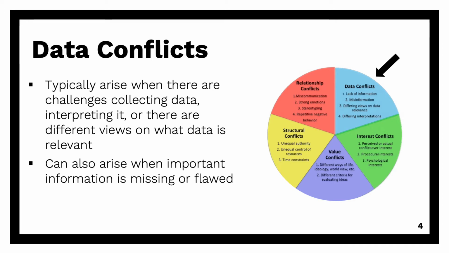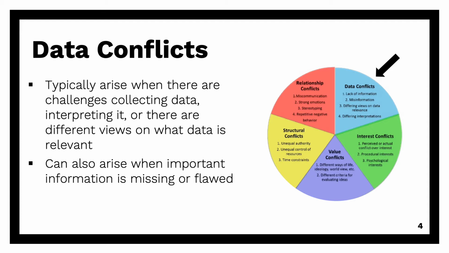First, we will discuss data conflicts. Data conflicts typically arise when there are challenges collecting data, interpreting it, or there are different views on what data collected is relevant. Data conflicts can also arise when important information is missing or flawed. For example, as a member of a student organization, you may be interested in collecting data on the types of activities that members of your club want to participate in, or you may want to collect data on what topics members want to discuss in an upcoming meeting.